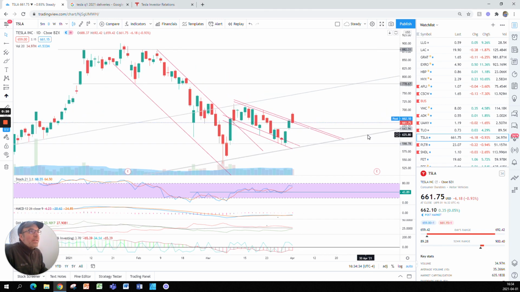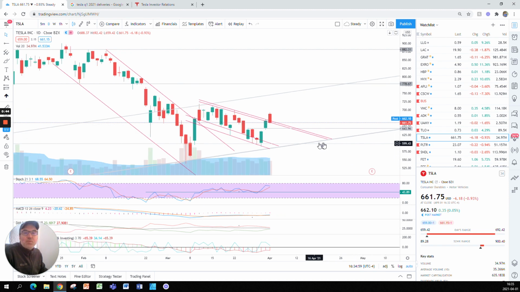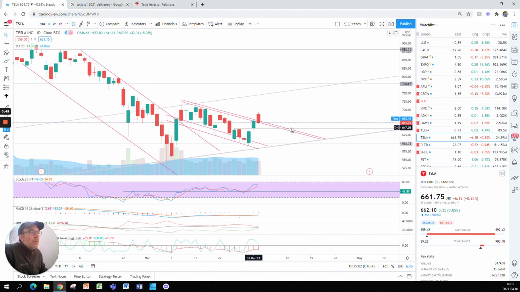So what happened today with Tesla? Tesla closed down 6%. Closed down $6.18, down 0.93% at 661.75. Post market up 35 cents. So let's look at the chart now. So the candle that we see, that's a very interesting candle.